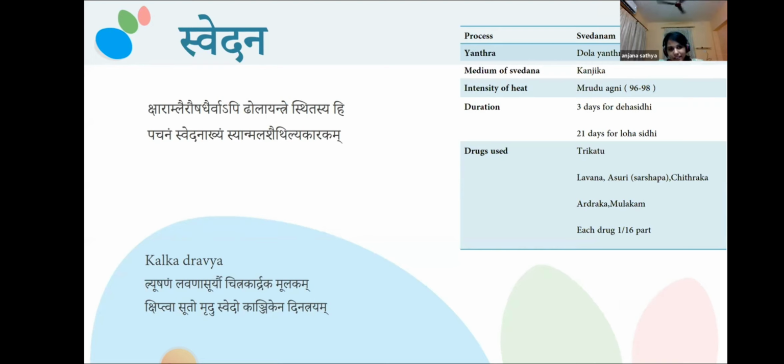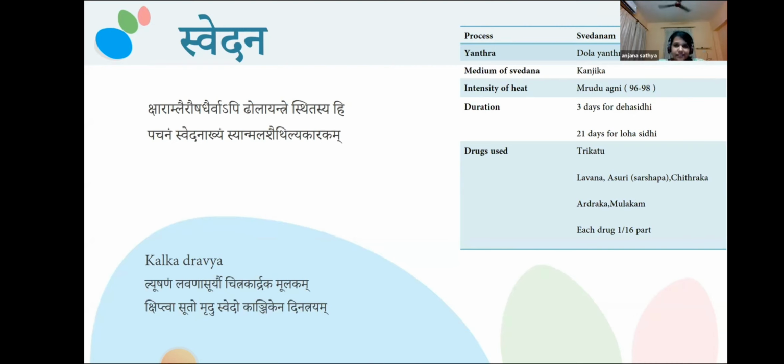And the Acharyas have specified the liquid medium as Kanjika, which is acidic in nature. Okay, the Kanjika, which is prepared properly, will be acidic in nature. So that is used for the Svedana process.